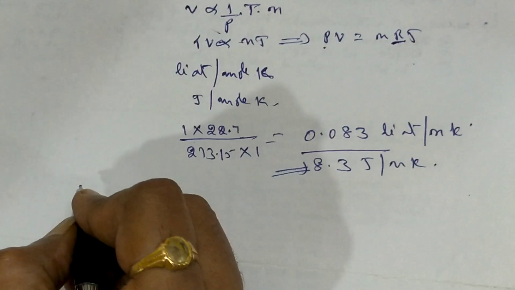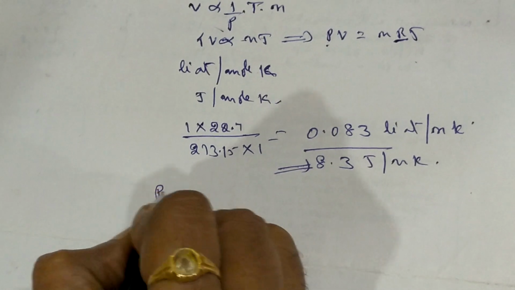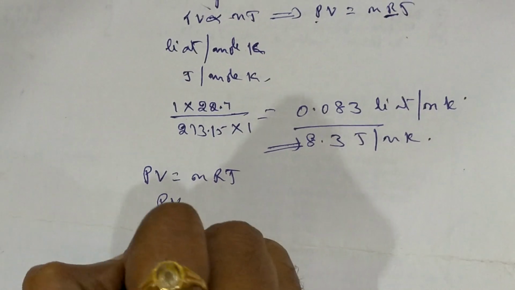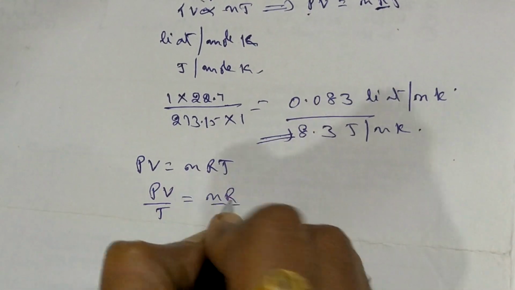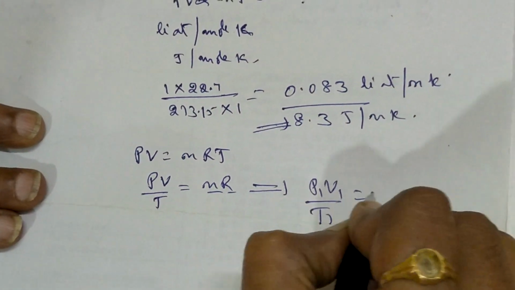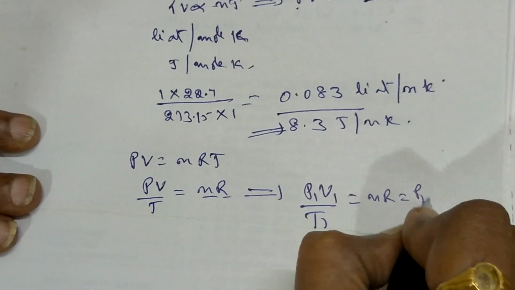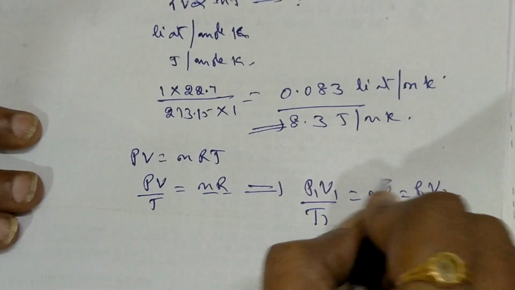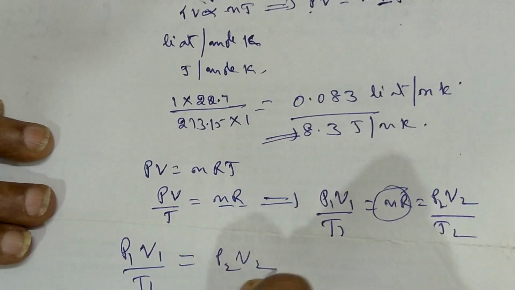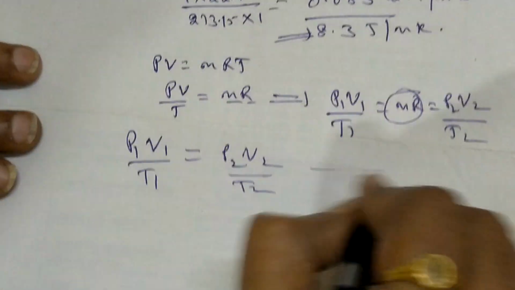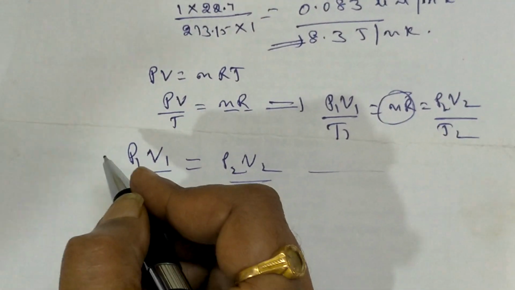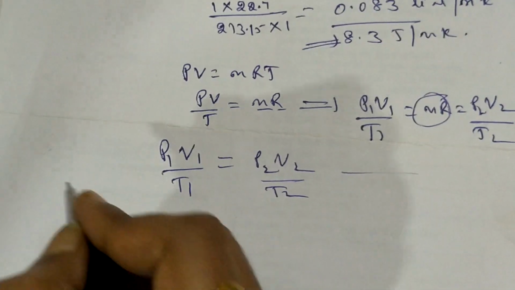The extension of this ideal gas equation: PV equal to nRT. If I bring T over, PV by T equal to nR. n and R are constants. That means P1V1 by T1 equals nR equals P2V2 by T2. Omitting nR, P1V1 by T1 equals P2V2 by T2. This is another way of expressing the ideal gas equation. There are so many problems, which we will see at the end or in between whenever the opportunity comes.